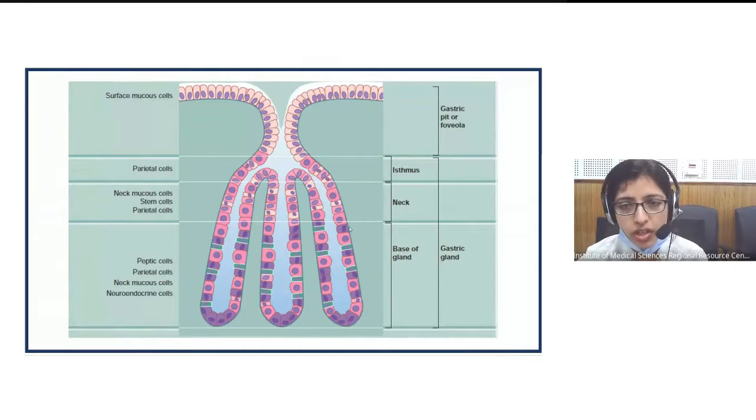These cells have a condensed nucleus towards the base, and they have a very dense basophilic cytoplasm. So why is the cytoplasm basophilic here? Because it has abundant ribosomes. We know that the function of this cell is to secrete the digestive enzymes. Digestive enzymes are nothing but protein. Protein synthesis.